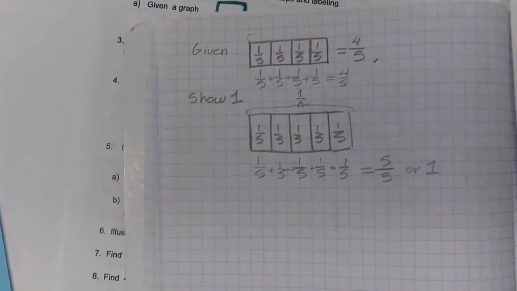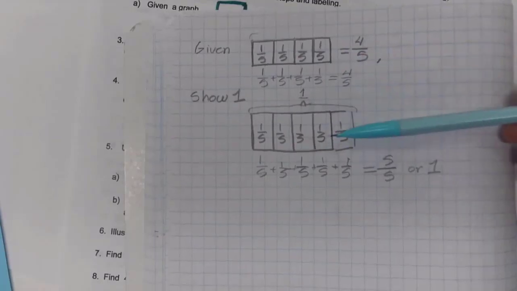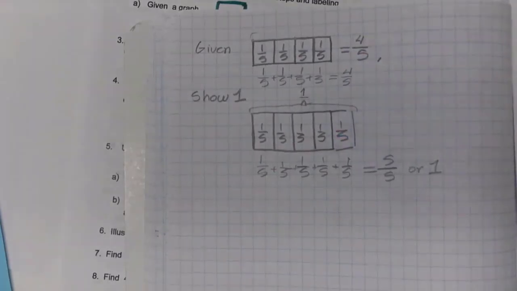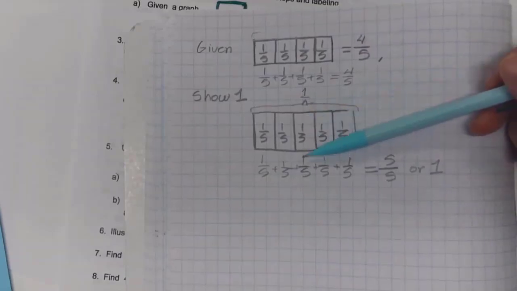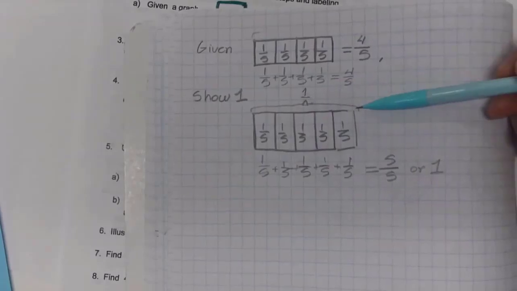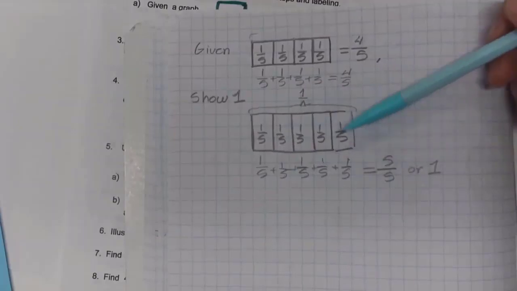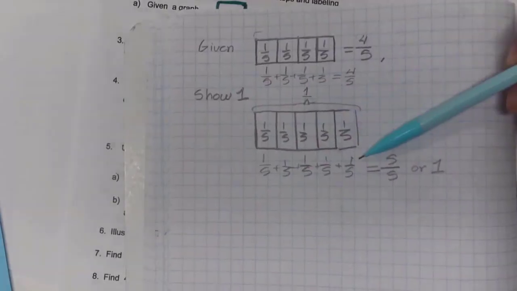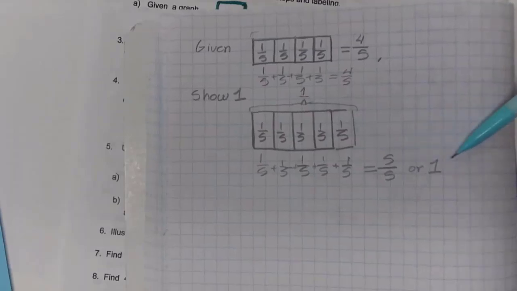And it's asking us to show one. So we do the exact same thing down here with the graph that was given. We split it into 4 pieces as well. And in order for that to become a whole or one, we would have to add in one more piece. So by adding up all of the fifths that we have and adding one more, it would give us 5/5 or one, which is a whole.